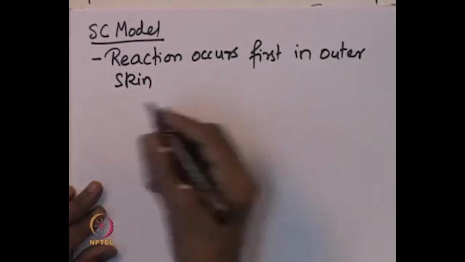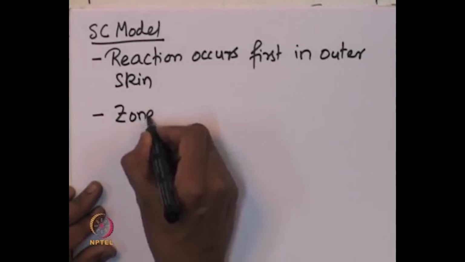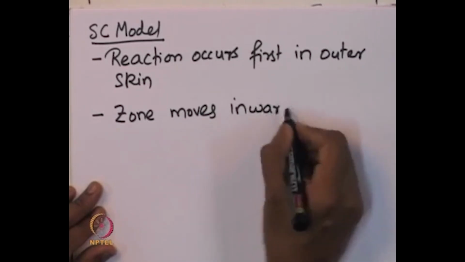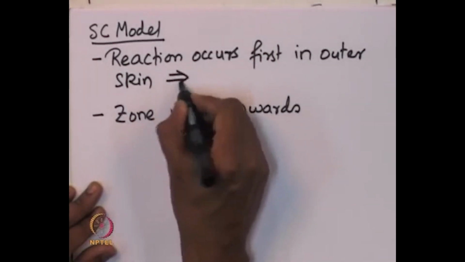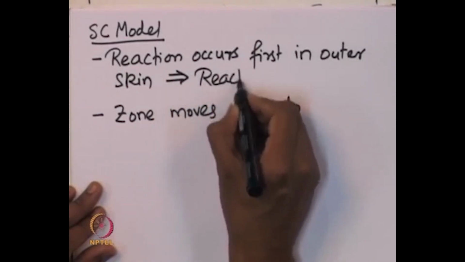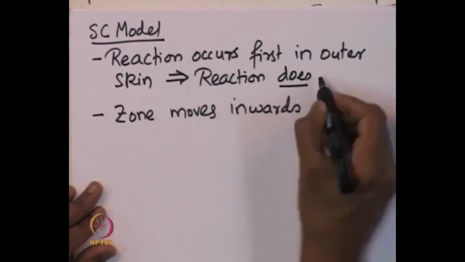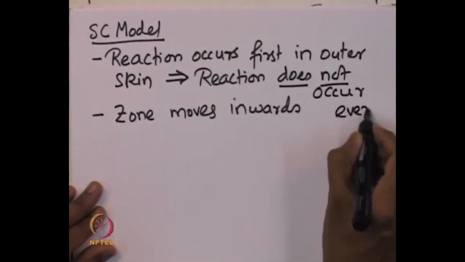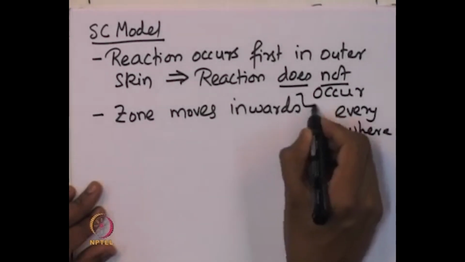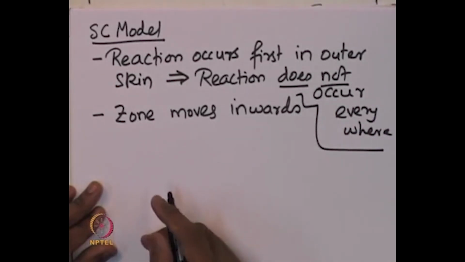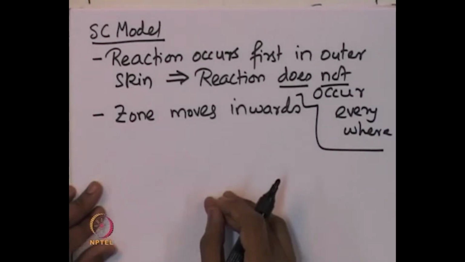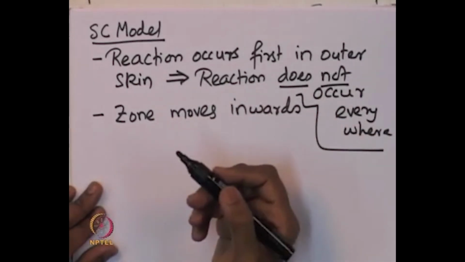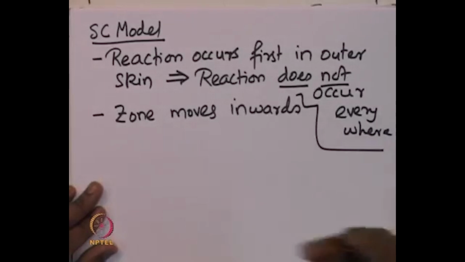Reaction occurs in the outer skin, and then it assumes that the reaction zone actually moves inwards. So, the first assumption also means that the reaction does not occur everywhere in the solid core, unlike what was assumed in the progressive conversion model. And because the reaction first occurs in the outer skin, the reaction zone starts moving inward as the reaction proceeds.